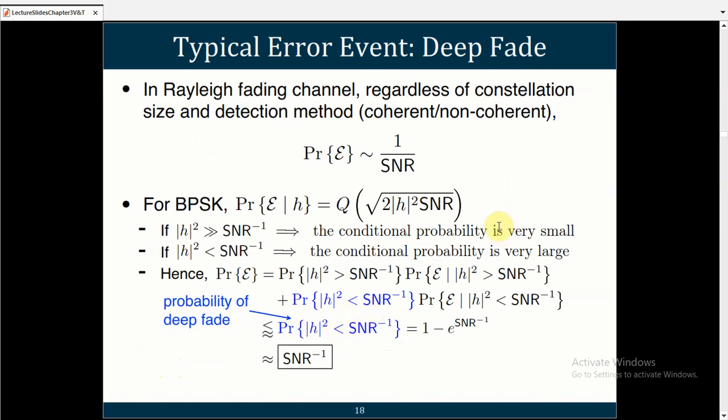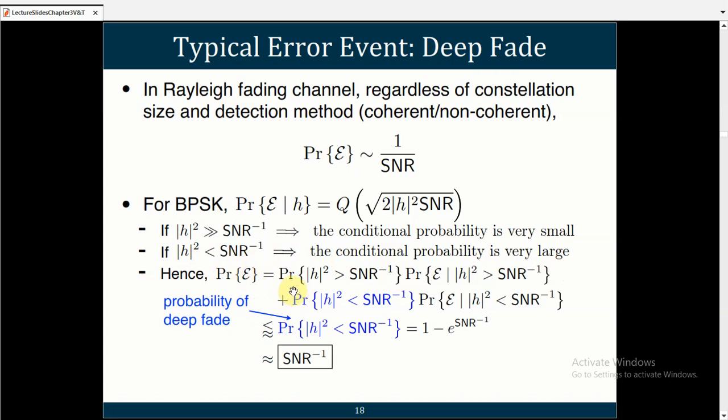What is the deep fade? In a Rayleigh fading channel, regardless of constellation size and detection method, whether we use coherent or non-coherent communication, the probability of error is proportional to 1 over SNR. Now if we calculate for BPSK, the probability of error for given h is given by Q of the square root of 2 h square SNR. Now if h square is a lot greater than 1 over SNR, the conditional probability is very small. If h square is smaller than 1 over SNR, the conditional probability is very large.